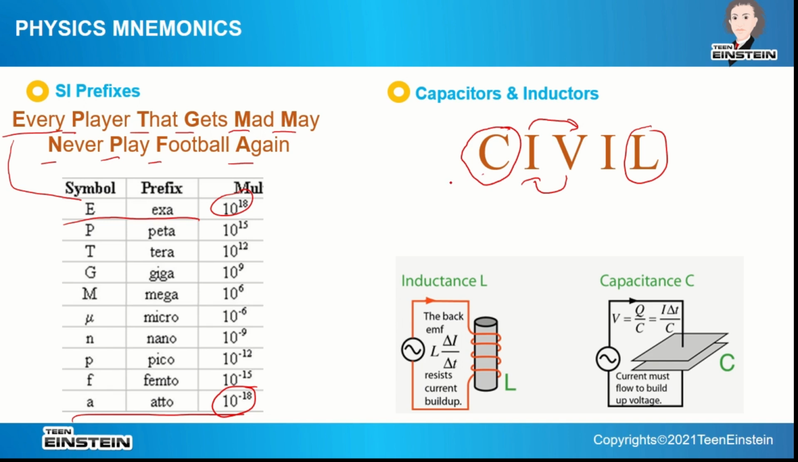C is in front, so it is capacitors where I is first, so current is leading the voltage, whereas in the case of inductors, voltage is leading current. So this word CIVIL will be enough to give you the relationship of voltage and current in an inductor or a capacitor.